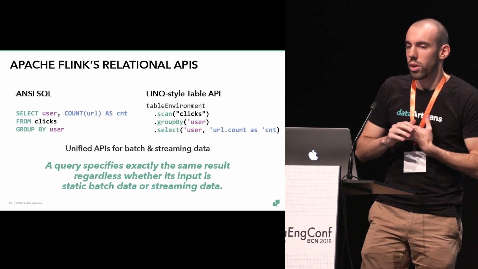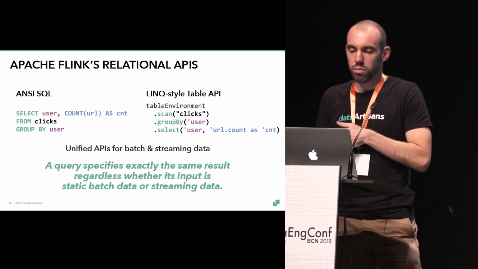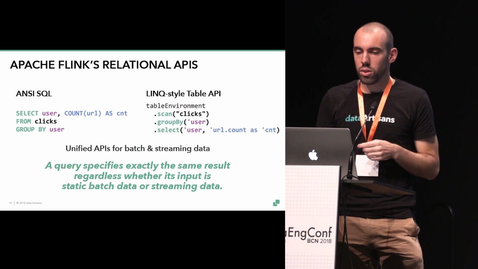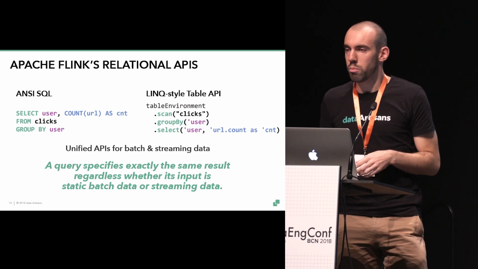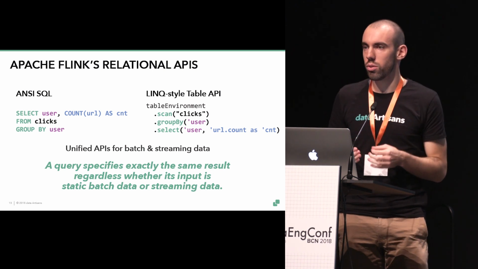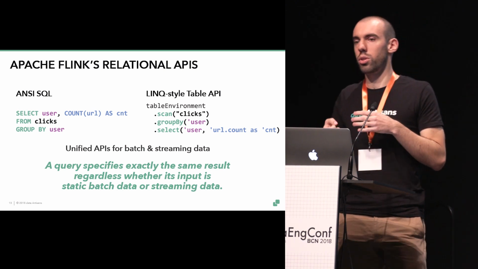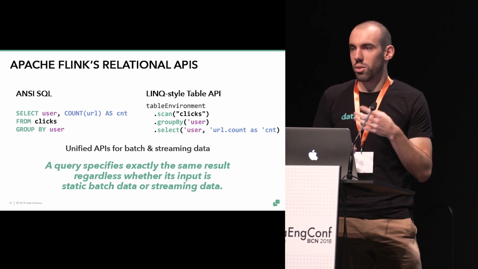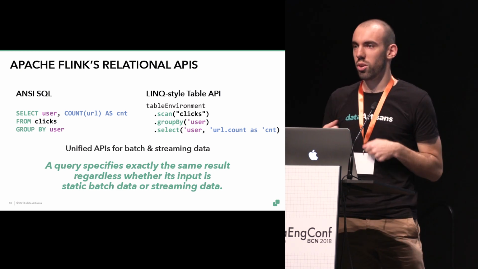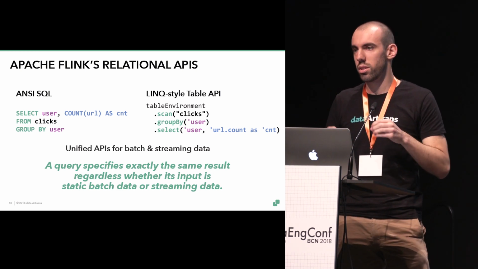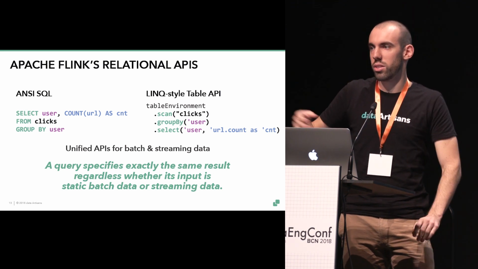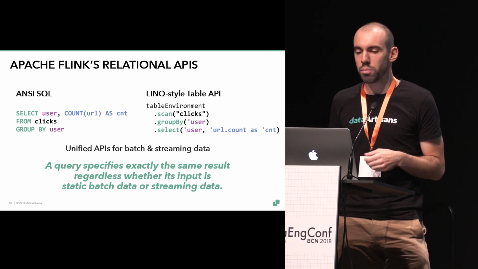Let's talk a little bit about Apache Flink's relational APIs. So as I already said, there is the SQL API. The SQL API is plain SQL, so a standard SQL. We are not using some dialect of SQL and implement our own SQL clauses. No, this is standard SQL. You can copy every SQL query and paste it also into a database and it should run.